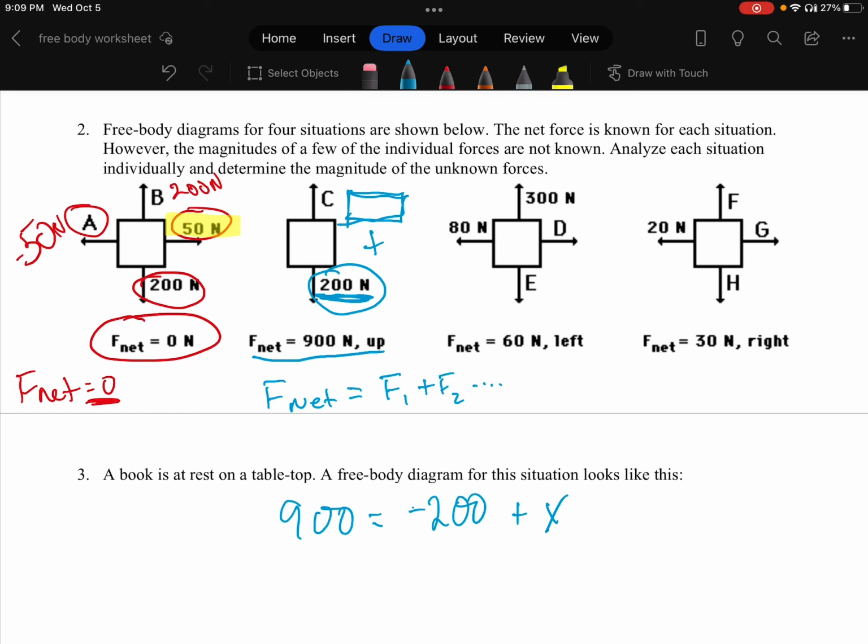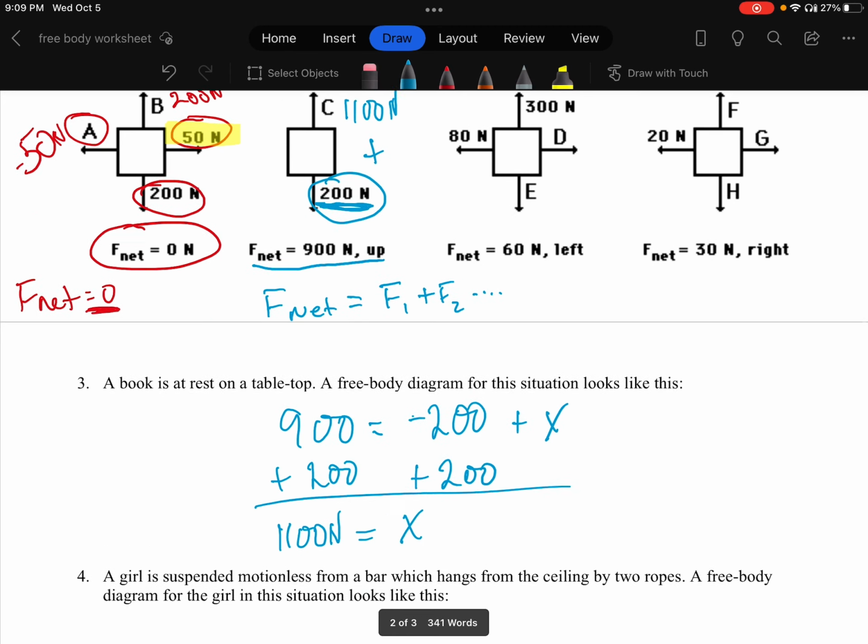Solve for the one we don't know. Do some algebra. That gives you X, or the unknown force, is 1100 newtons positive. Positive means up. That's good because that's the direction we want it to be. 1100 newtons.